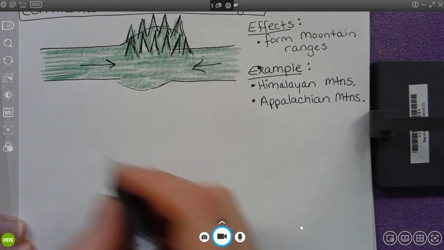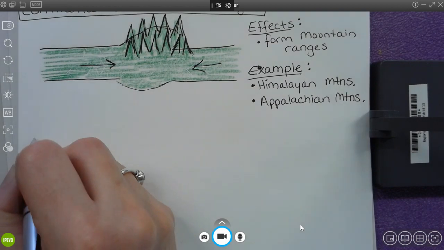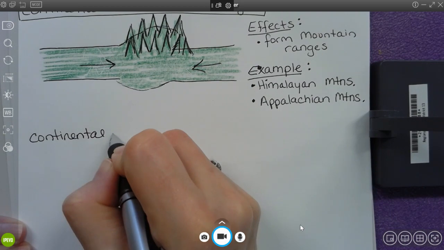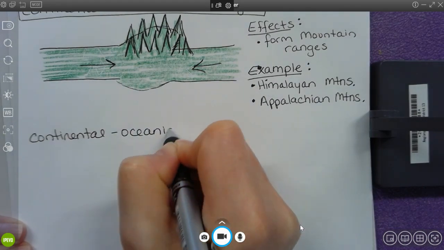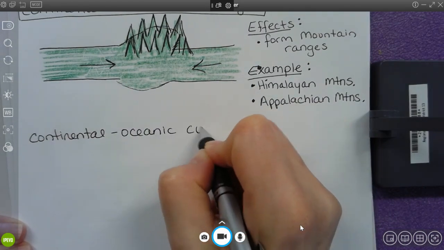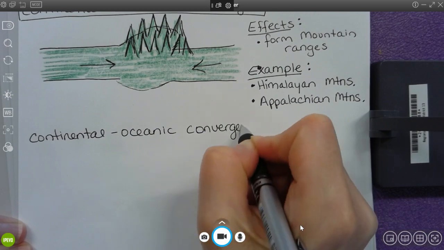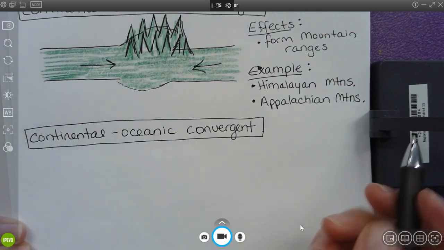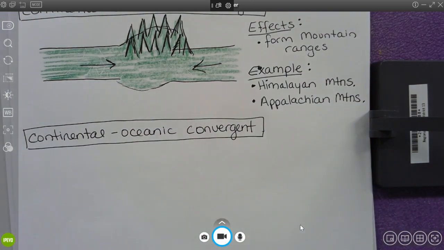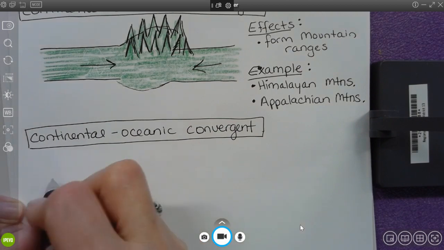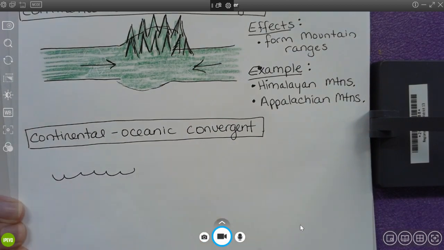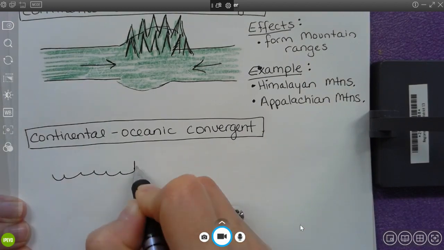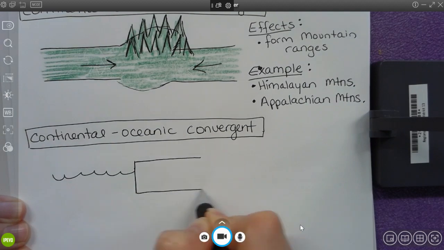All right, my second example is we're going to do continental-oceanic. So this is where a continental plate collides with an oceanic plate. All right. So now, this one's fun to draw. I'm going to do some water, okay, because this is like at a shoreline type of situation. And then to the right, I'm going to have a thick continental crust.